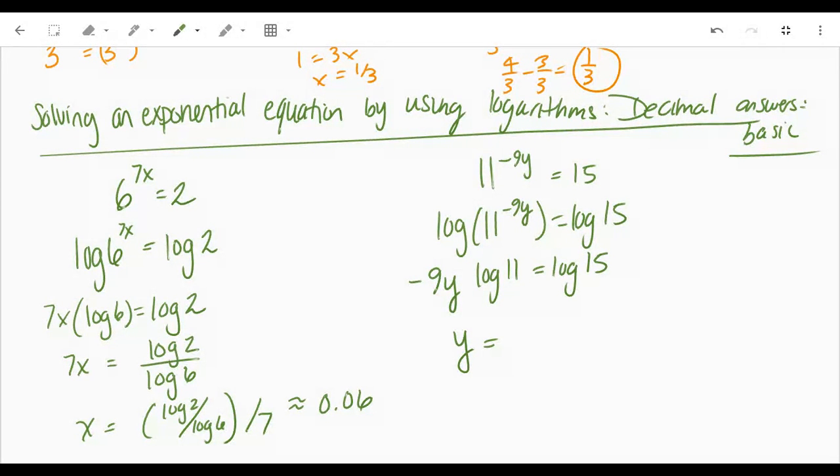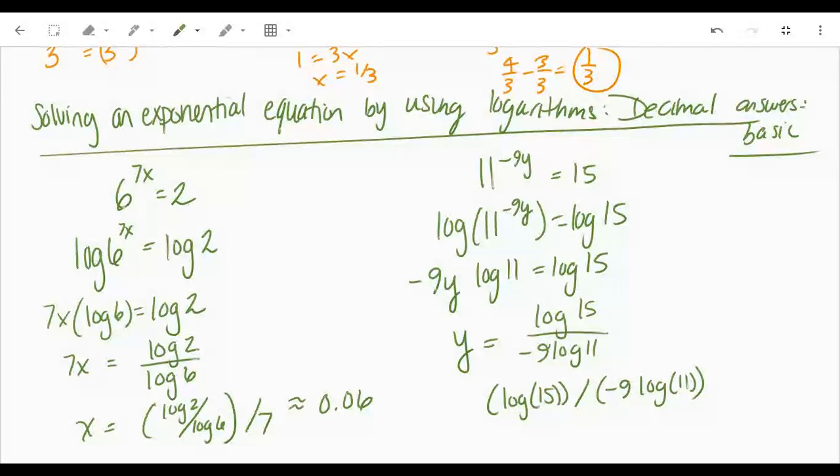Instead of dividing by the log first and then the other number, you can just write this whole thing as log of 15 over negative 9 log 11. Okay, so on your calculator, you would do the log of 15 divided by negative 9 log 11. Okay, and as a decimal, looks like they're having you round to the 100ths, so negative 0.13. All right, next one. Oop, lost my spot just a second.